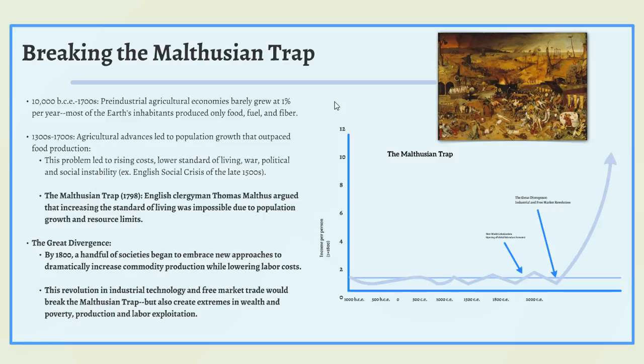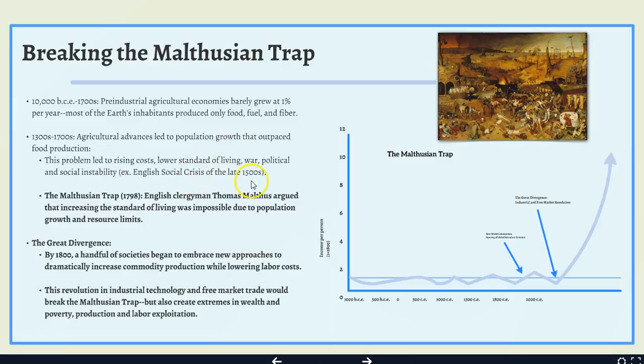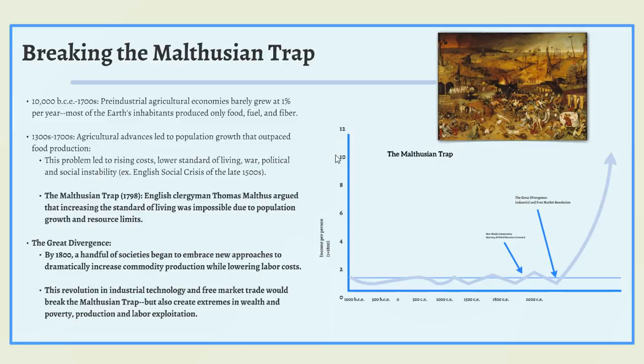And so we've already talked about examples of all this instability, but we have constant cycles of war, of political chaos, religious revivals like the Protestant Reformation. All of this is part of this greater problem of population growth outpacing food production. Think, for instance, about the English social crisis of the late 1500s, which we talked about. That is really a byproduct of this greater problem facing European societies.